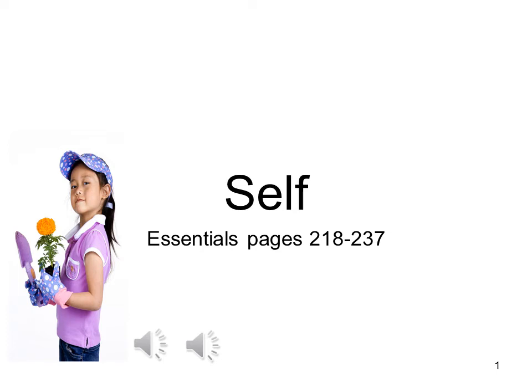Our topic for this PowerPoint is the functional area of self, and we'll be using the Essentials book pages 218 to 237.